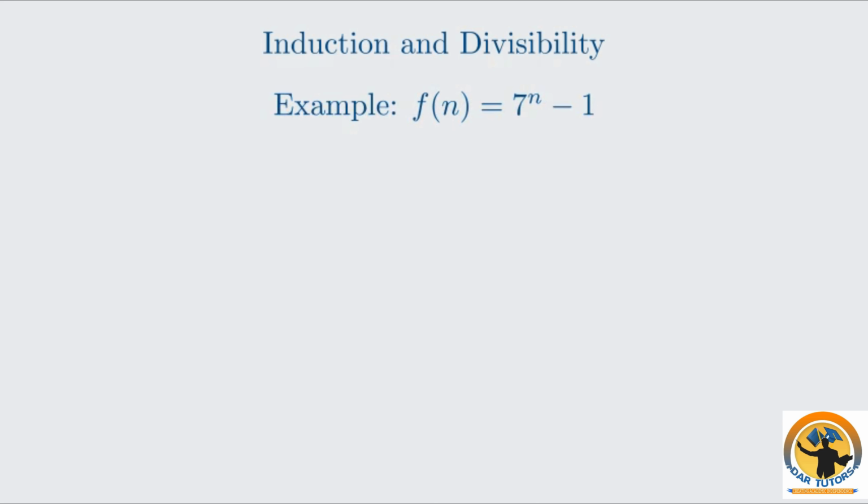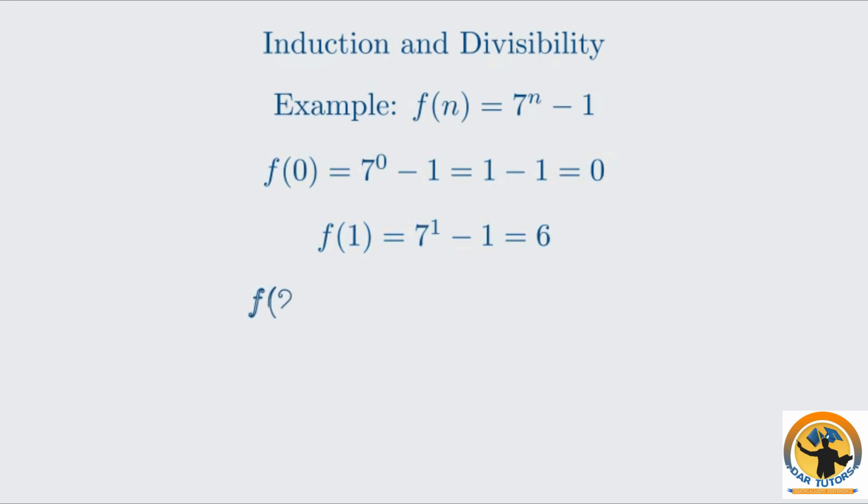Let's test the first few values of n, starting with n equals 0. For n equals 0, f of 0 is 7 to the 0 minus 1, which is 1 minus 1, or 0. 0 is divisible by any non-zero integer. For n equals 1, f of 1 is 7 to the 1 minus 1, which is 6. 6 is divisible by 6. For n equals 2, f of 2 is 7 squared minus 1, which is 49 minus 1, or 48. 48 is divisible by 6.